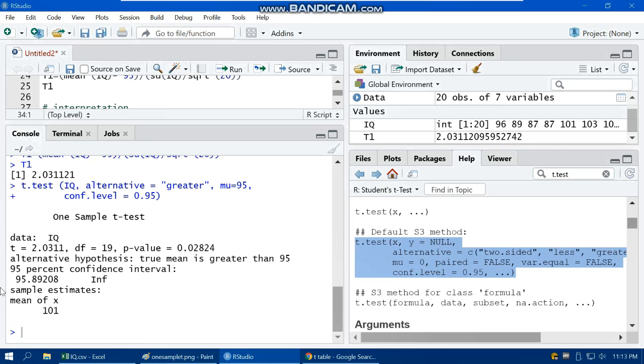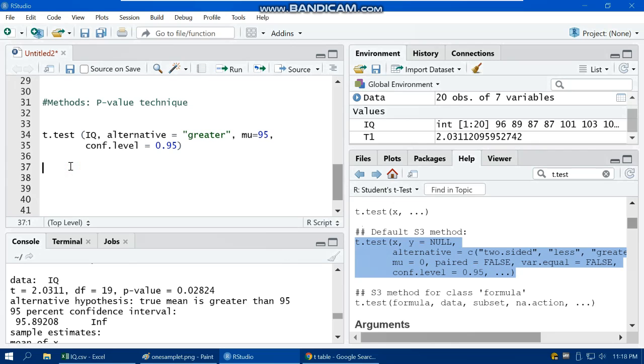And also it gives us the confidence interval that the population mean is between 95 and positive infinity, right? So that's the confidence interval that t.test automatically generated for us, compared to what we did using the formula, just plugging in the values. So let me change the confidence level from 95% to 99% to see what will happen to the confidence interval. So the confidence interval is from IQ of 95 to infinity.